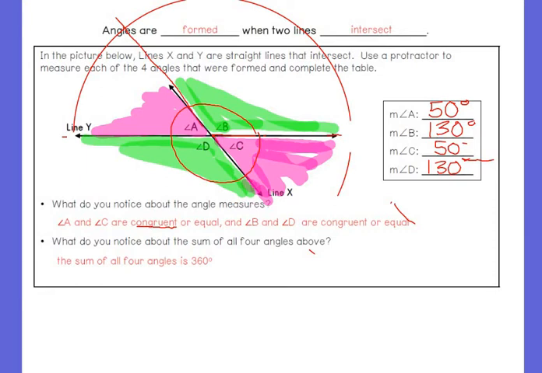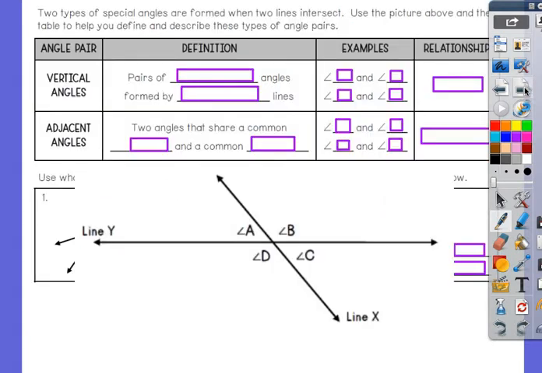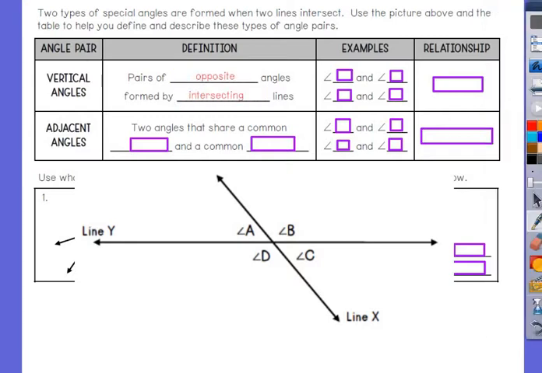Okay, remember this coloring section that I gave you here. We're going to come back to that when we learn our 2 new vocabulary words. Our first new vocabulary word is vertical angles. Vertical angles is a pair of opposite angles formed by intersecting lines. And I would like you, somewhere by vertical angles, to draw this image.